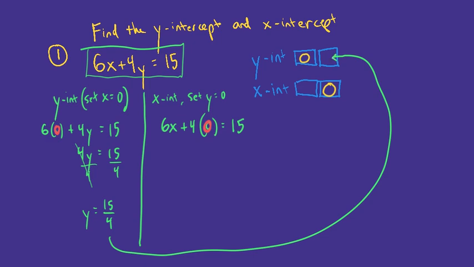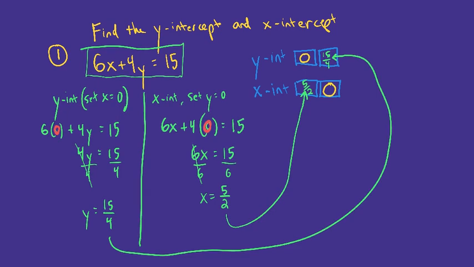For the x-intercept, we've got 6x plus 4 times 0 equals 15. And 4 times 0 is just 0, so we're left with 6x equals 15. Divide by 6. And x equals 15 over 6, which we can reduce by 3. 15 divided by 3 is 5. 6 divided by 3 is 2. So when y is 0, x is 5 over 2.